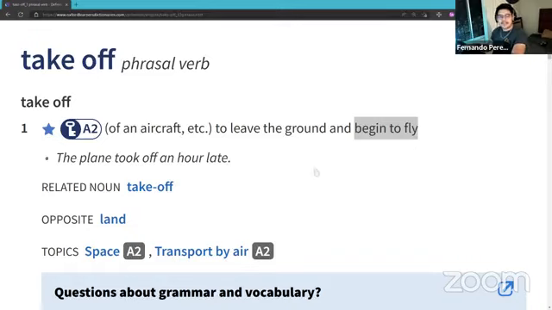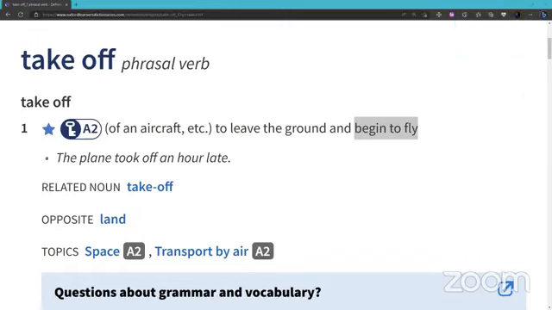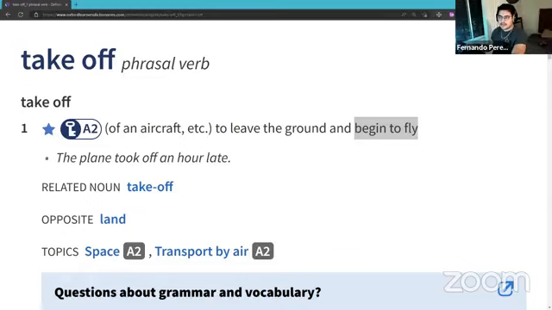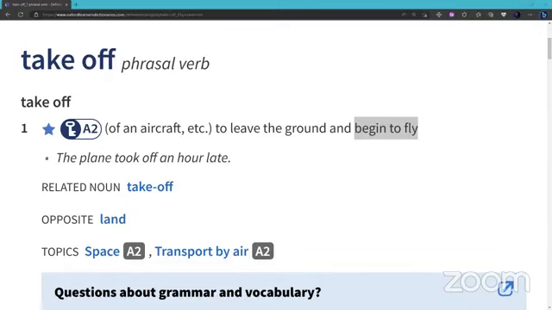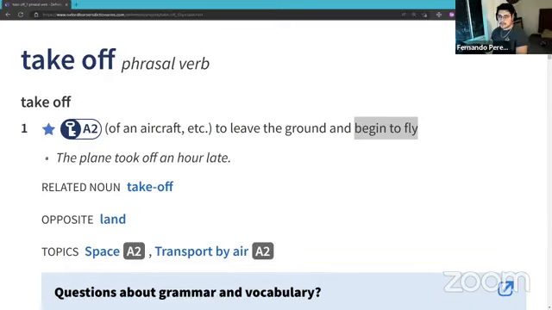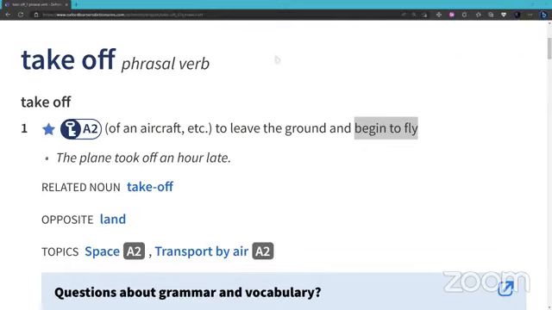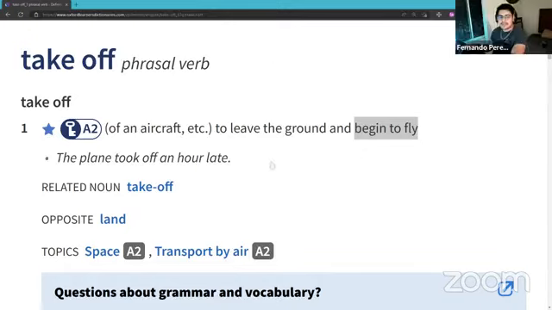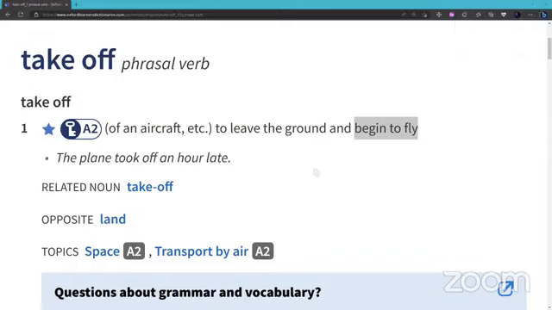Okay, so replace it. The plane lift off. No. The plane leave the ground an hour late. Exactly. That's what we were saying. Because leave the ground, you can leave the ground by jumping. Okay. You know?